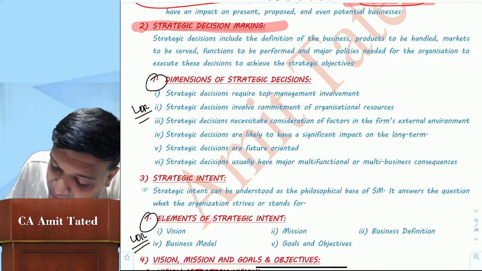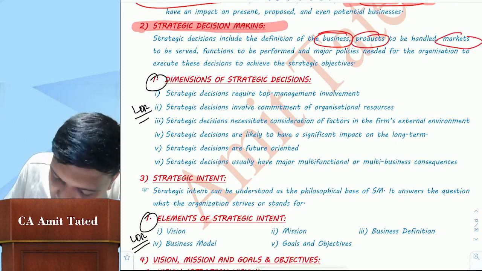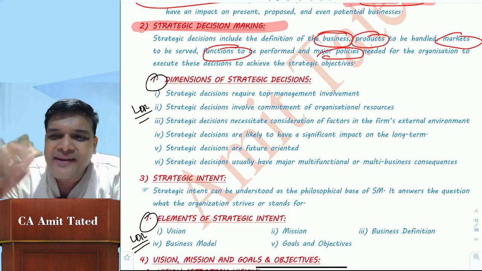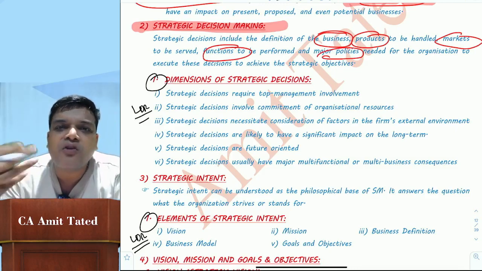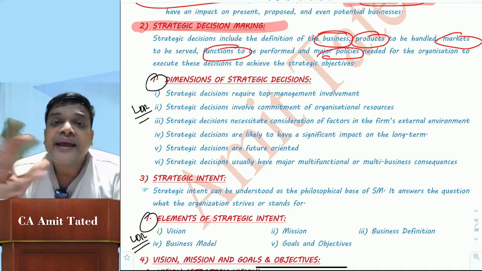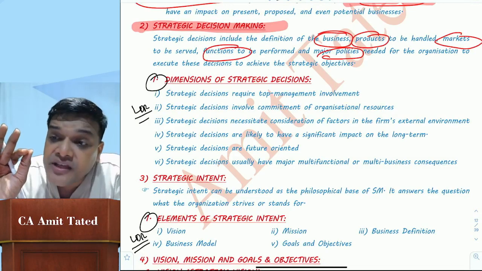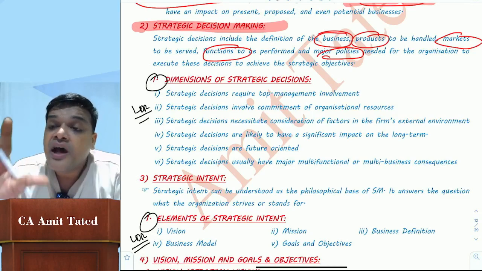The definition: business, product, market, functions, and policies. You have to take decisions in these five things. That is called strategic decision making. That is, which business I should be in, which product I will be dealing with, which market I will be serving, which functions I will be having, and which major policy will be there. Five things will be there.